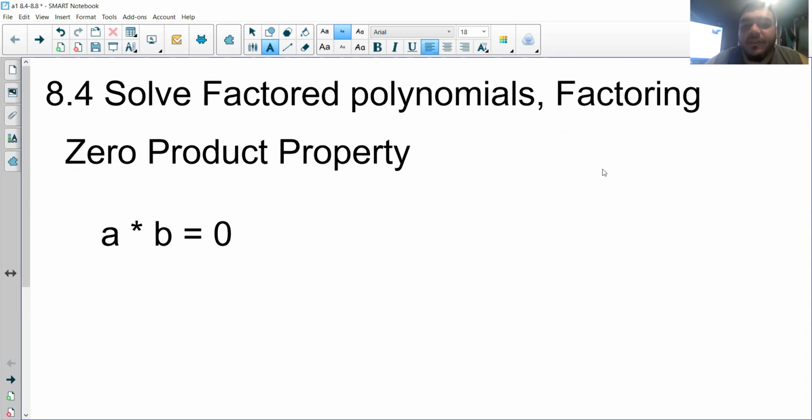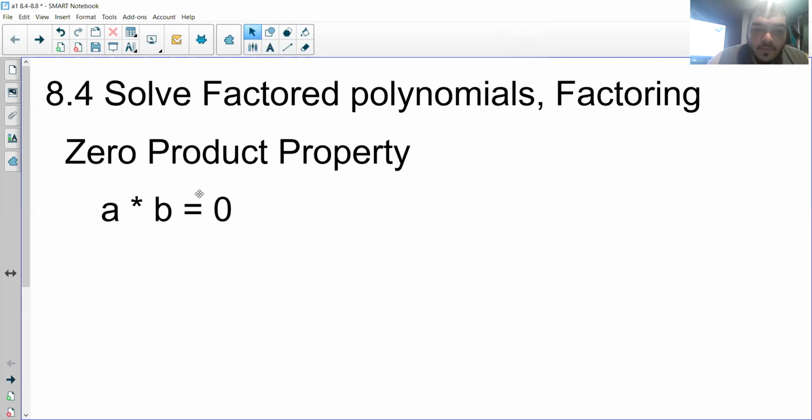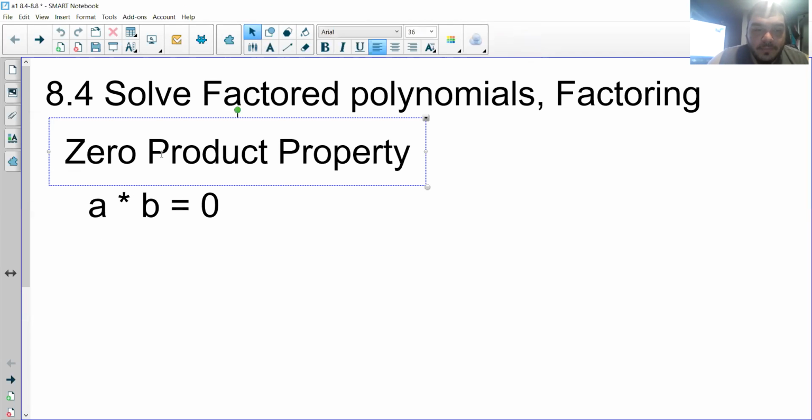So there's like two parts to this section. We're going to do both today. Now we're going to first talk about the zero product property. It's a very important property that has to do with a lot of math, and it's kind of straightforward. So let's try to discover it together. So this is called the zero product property.